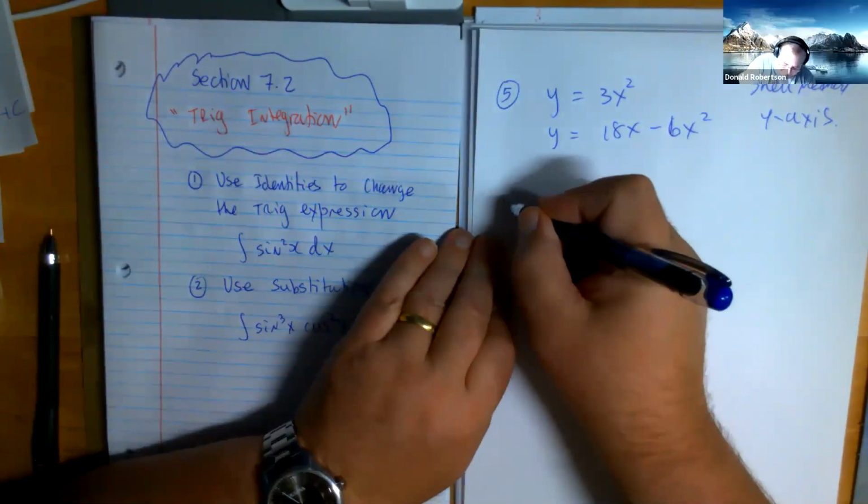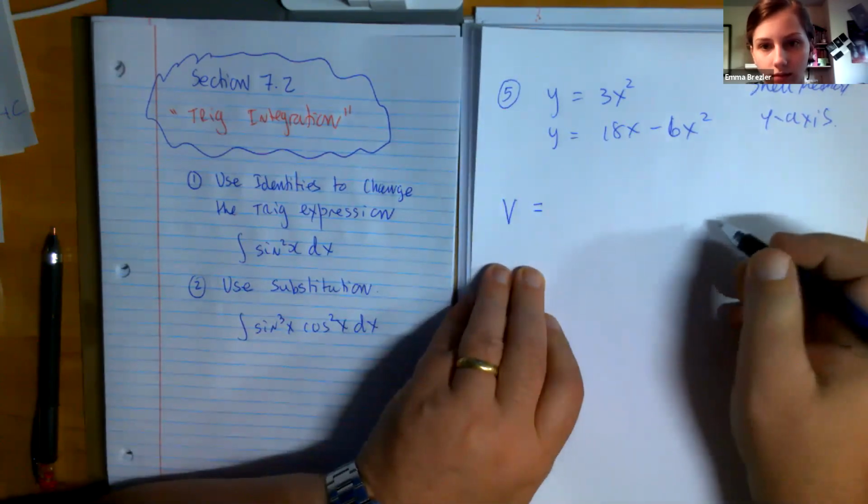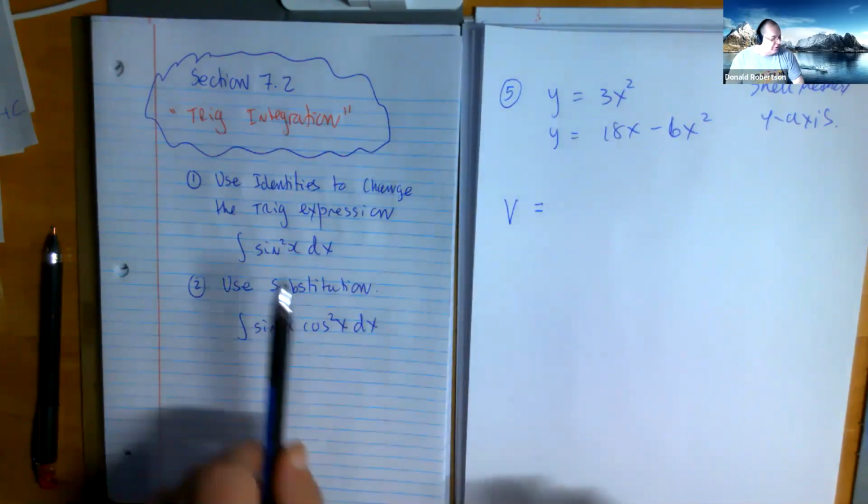So it's y equals 3x squared, and then y equals 18x minus 6x squared. And we're using the shell method, and we're revolving about the y-axis. Gotcha. So when you do the shell method revolving around the y-axis, do things need to be in x's or y's? X's. That's it.